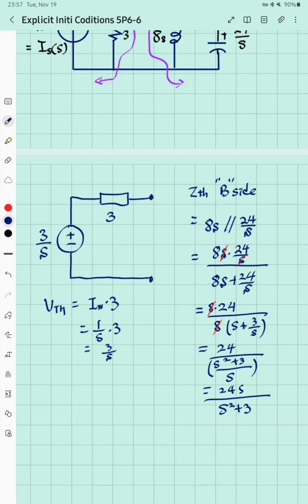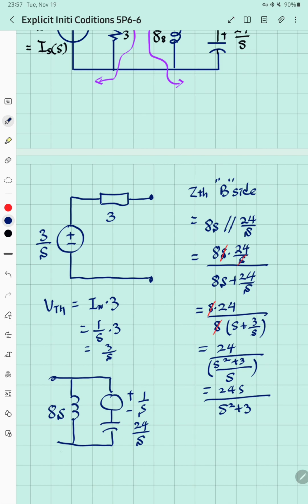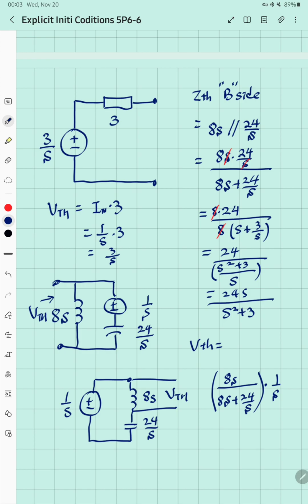So you have on the right side, I draw that was 8S, and this was plus minus 1 over S, and that was 24 over S. Okay, so what do you get at the end? Now you have to find the Thevenin on the right side. Looking into it, 8S, that inductor in parallel with the capacitor, including the initial condition, if you redraw it around, it looks like the one that I haven't drawn here.